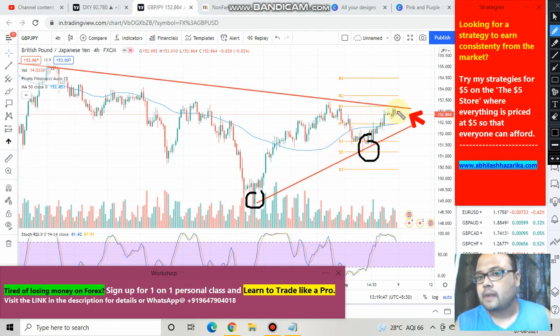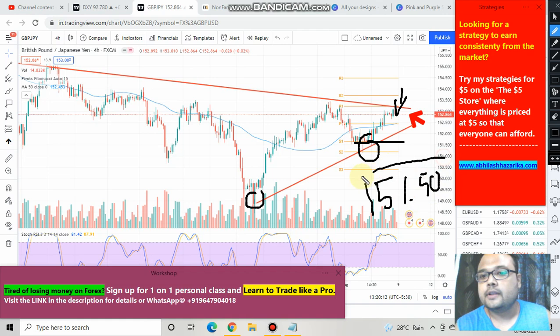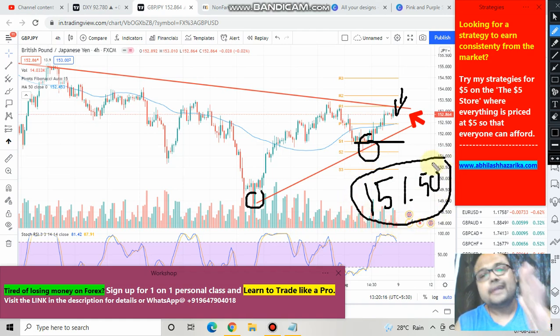So if you short the market here on Monday, let's assume you short the market here on Monday, you have got two targets that you must be extremely careful about. First of all, as per the normal understanding of the market, your take profit target will be this, 151.50. This is your normal take profit target.